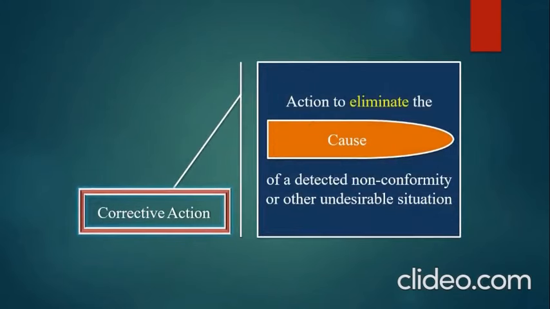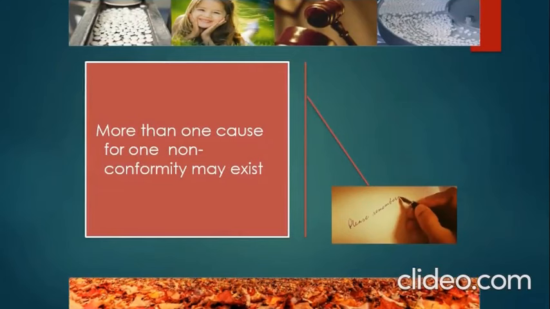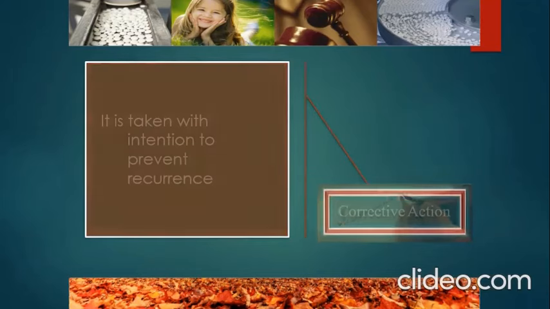Corrective action is the action to eliminate the cause of a detected non-conformity or other undesirable situation. More than one cause for one non-conformity may exist. It is taken with the intention to prevent recurrence, and is known as a corrective action. There is a difference between correction and corrective action.